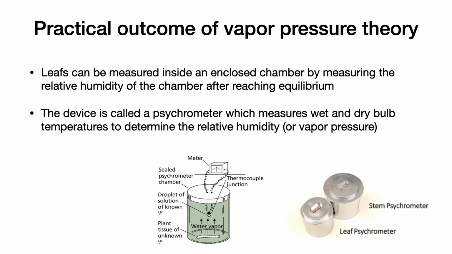On the right here, you can just see a couple of examples of real psychrometers, one that's a little larger than the other, the stem psychrometer having a larger chamber than a leaf psychrometer.